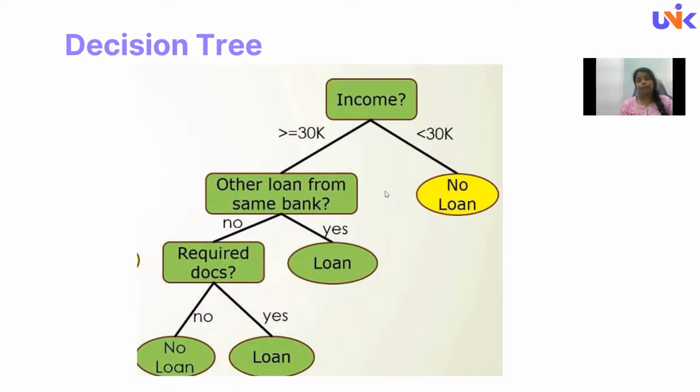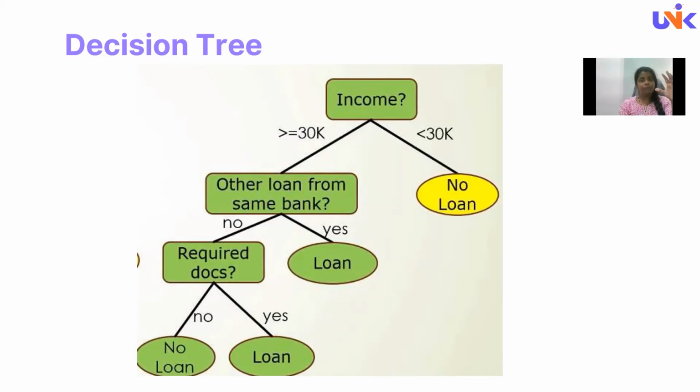So for example, if you want to disburse a loan to a customer, the first thing that you're going to ask is what's the income? That's going to be the first and very important question. If the income is less than a certain range, then obviously you're not going to provide the loan. If the income is greater than a certain range, then you're going to ask the next question in order to filter out the data further. So you'll ask whether you have the required documents and so on, and so on. You'll start scrutinizing that data.